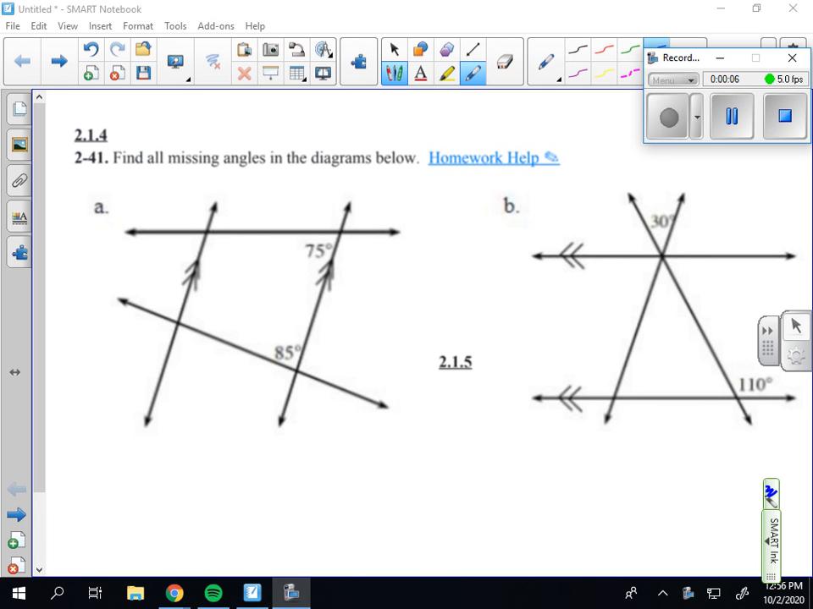This is the video for week number 4, review preview, problem 241. It says find all missing angles in the diagrams below. The first thing that I want to do is just do the super easy ones.